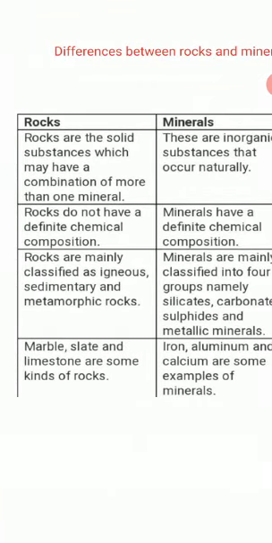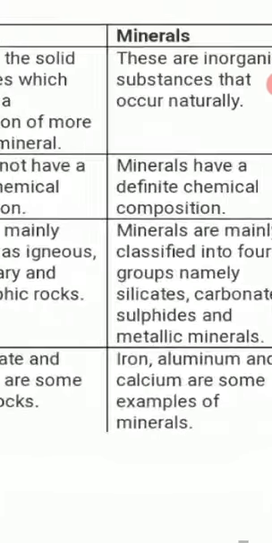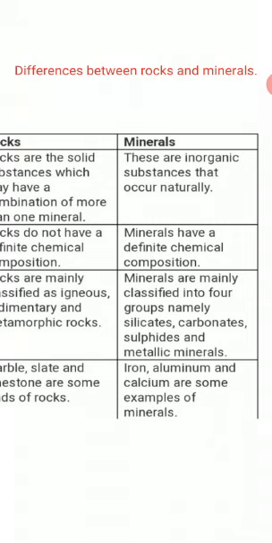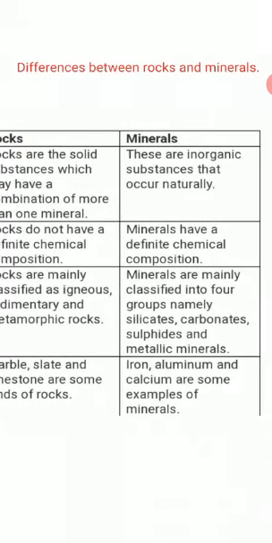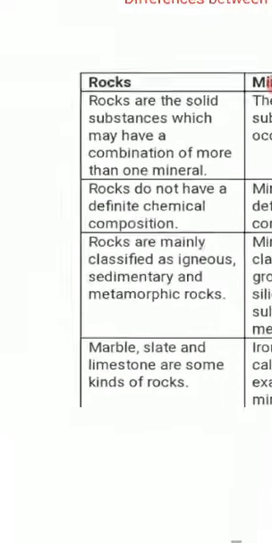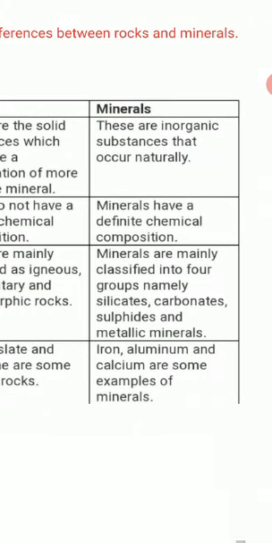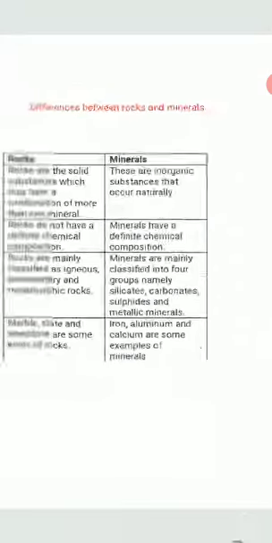If somebody asks you what minerals are, you can also use this single part to explain it to them. Minerals have a definite chemical composition. Minerals are mainly classified into four groups, namely silicates, carbonates, sulfides, and metallic minerals. And rocks are classified into three types: igneous, sedimentary, and metamorphic. Examples of rocks you can see here are marble, slate, and limestone. Some examples of minerals are iron, aluminium, and calcium, right?